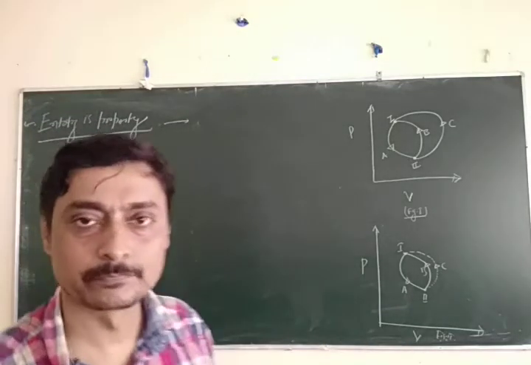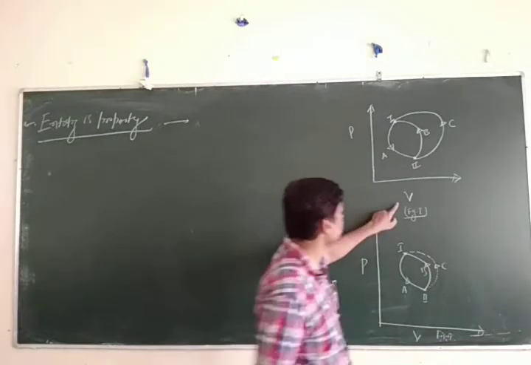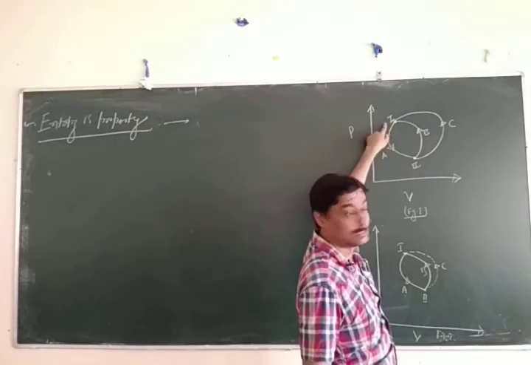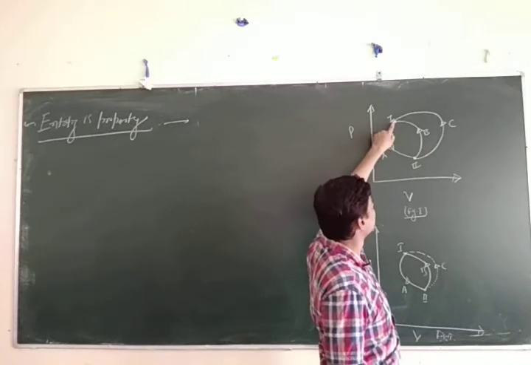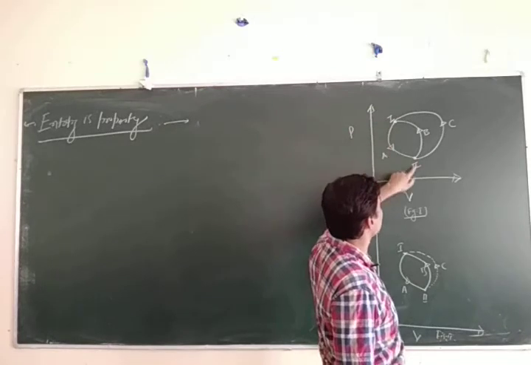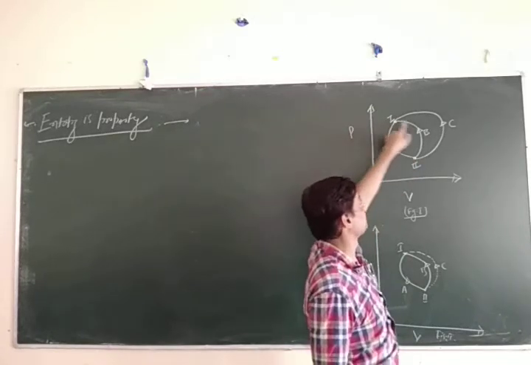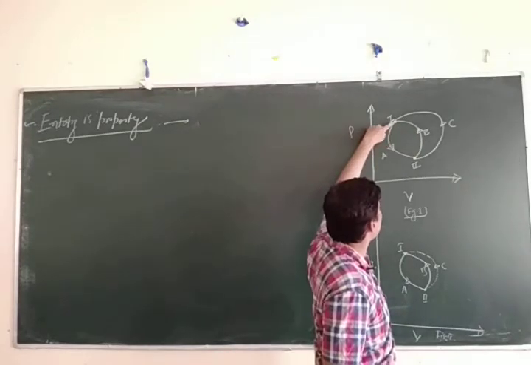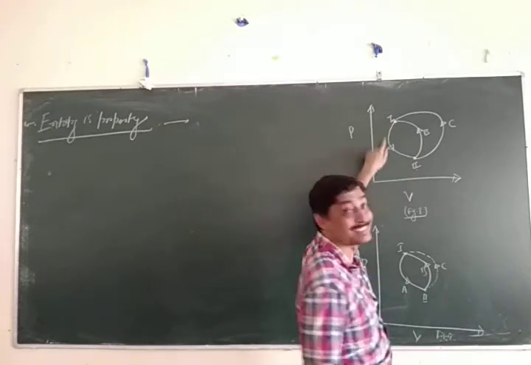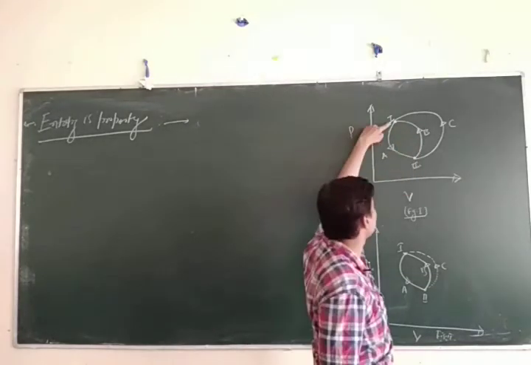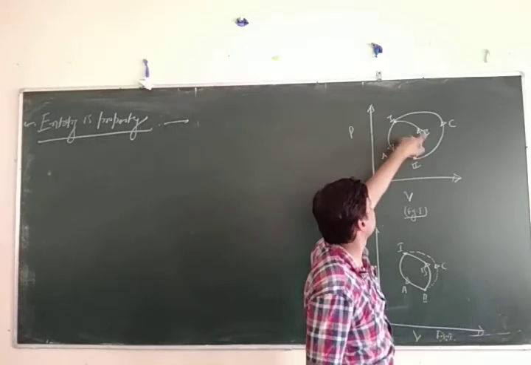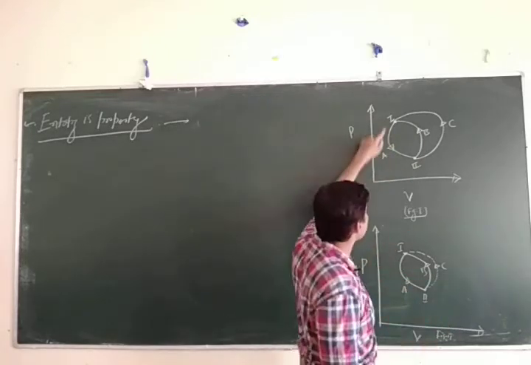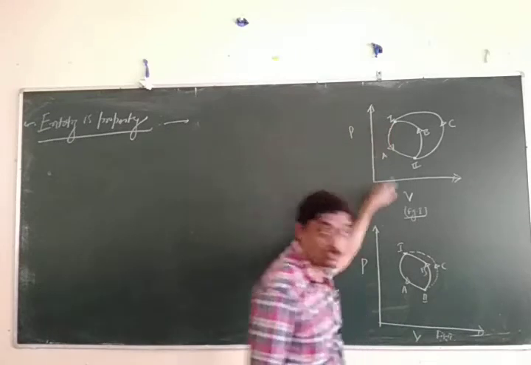Just in figure 1, 1A2B1 is a cyclic process. It is a reversible cyclic process because it consists of two processes. One process is 1A2 and the next process is 2B1. This reversible cyclic process consists of two processes, 1A2 and 2B1, and both processes are reversible.